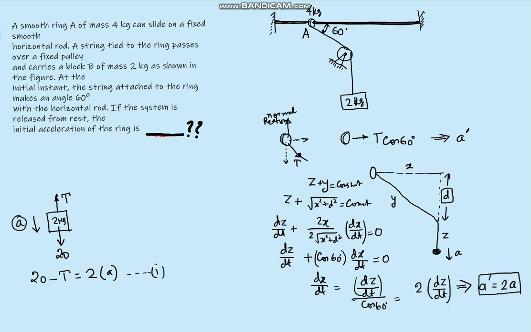So what can I write for the ring that is sliding over the rod? The net force on the ring is T cos 60 degree. So we can write T cos 60 degree is the only force, and that is mass into acceleration, 4 into a dash. A dash is 2a. So this is the second relationship. What is our target? Our target is to find out a dash. Is it not? Our target is to find out a dash.